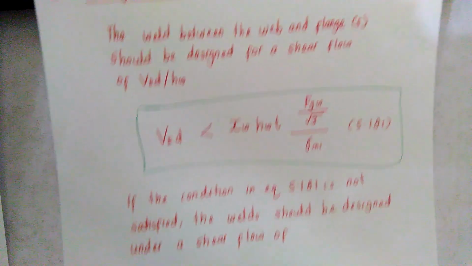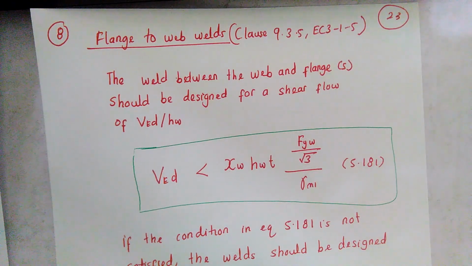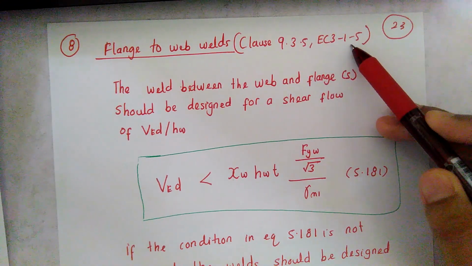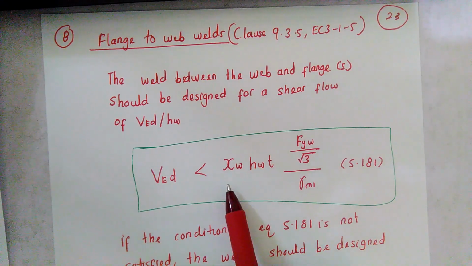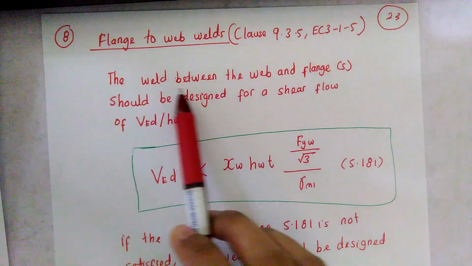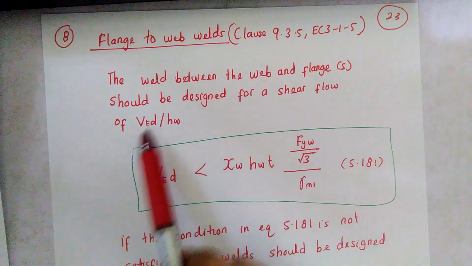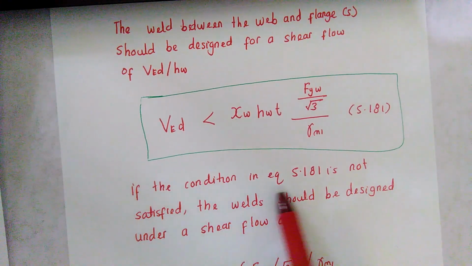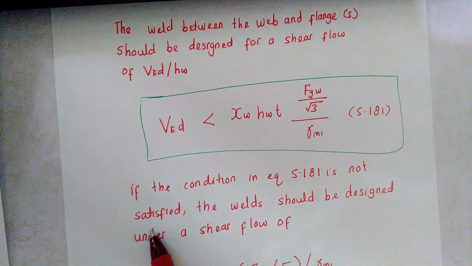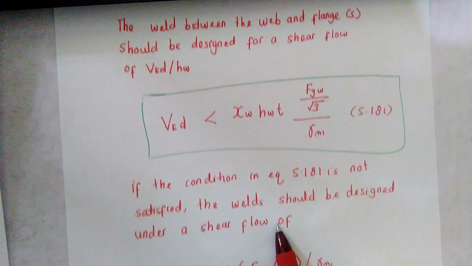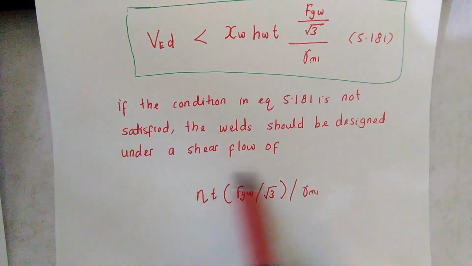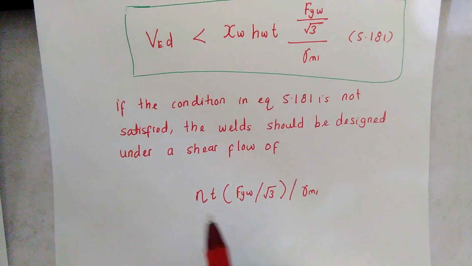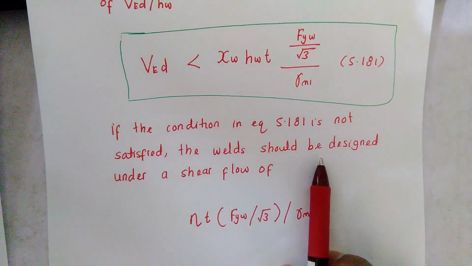And finally, you need to check the flange to web welds. You can refer to this clause, which is on the last page of our notes, and it has to be satisfied. In these equations, the weld between the web and flange should be designed for a shear flow of VED over HW. But if the condition in equation 5.181 is not satisfied, the weld should be designed under a shear flow of these equations. In our case, we have designed it with these equations, and it is satisfied.